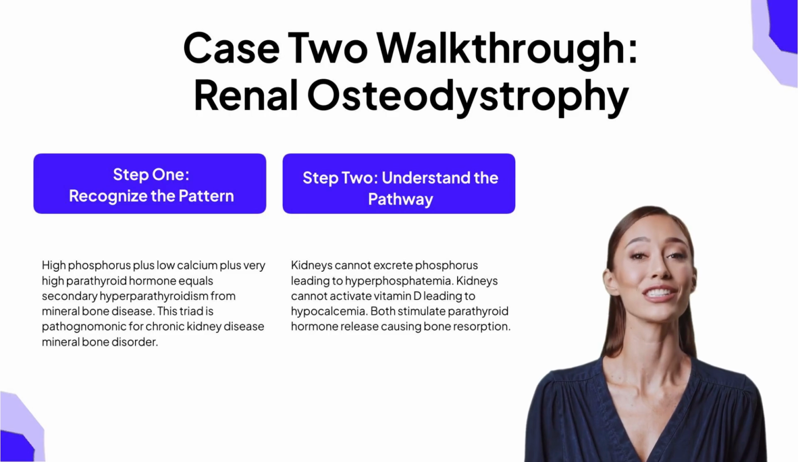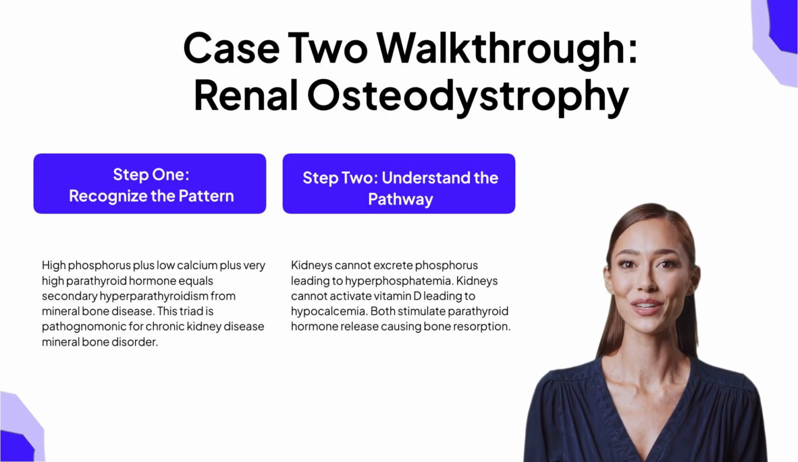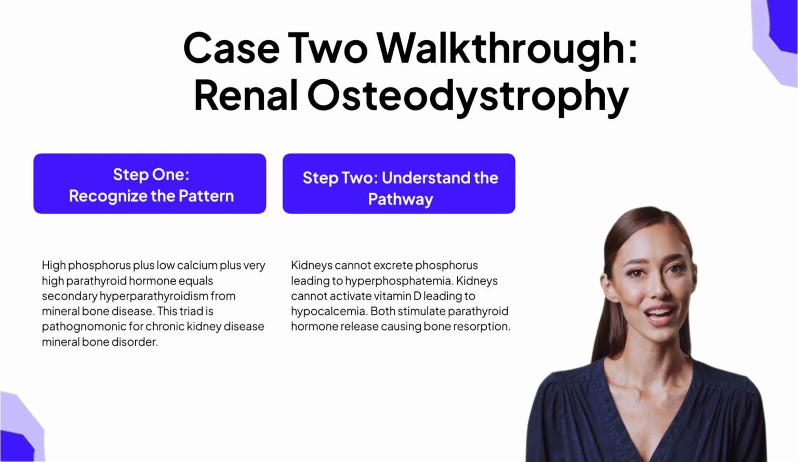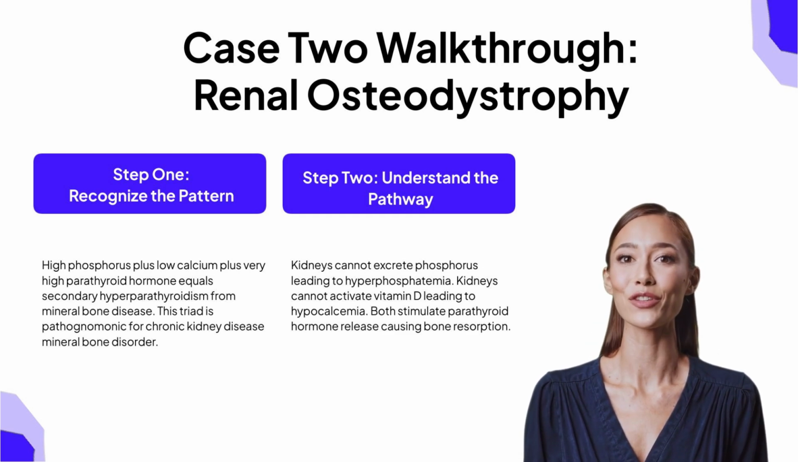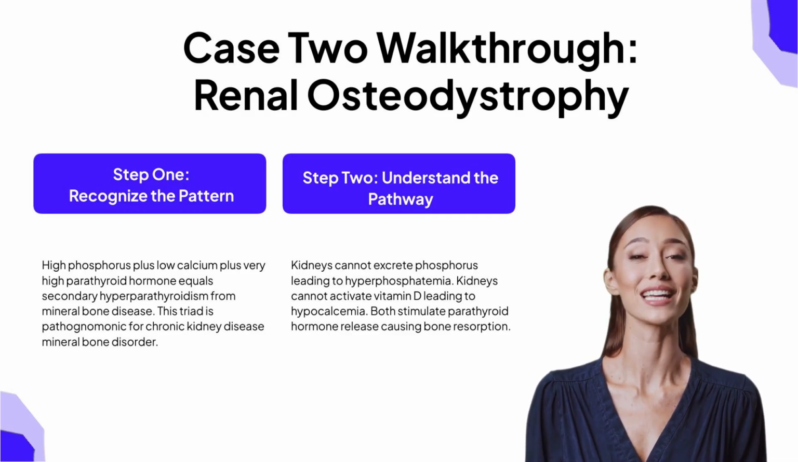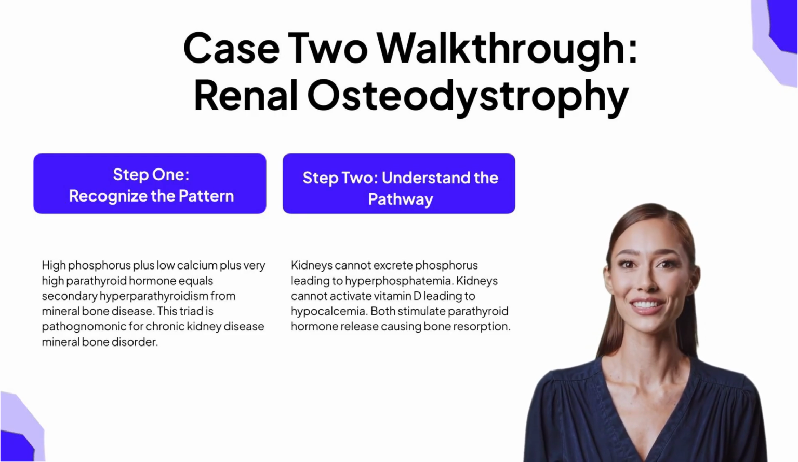Step 2. Understand the pathway. The failing kidneys cannot excrete phosphorus, so it accumulates. The failing kidneys also cannot hydroxylate vitamin D into its active form, calcitriol, so calcium absorption drops and hypocalcemia develops. Both hyperphosphatemia and hypocalcemia stimulate PTH release. PTH then drives bone resorption, causing the bone pain and weakness you see in the stem.